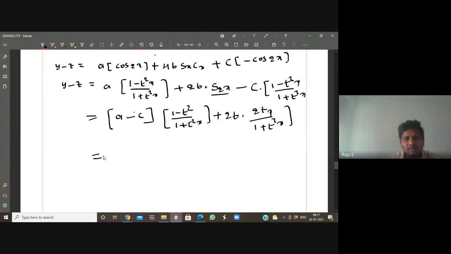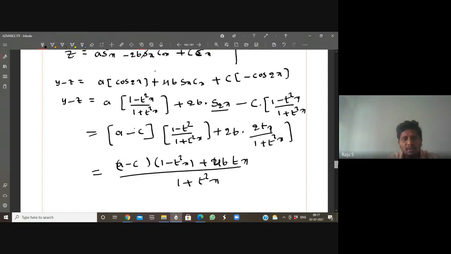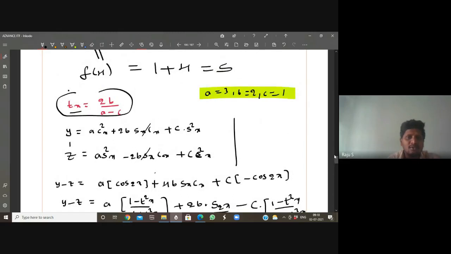Finally, you can take a minus c common, so a minus c into 1 minus tan square x plus 4b tan x, the whole divided by 1 plus tan square x, we can write. Now you have to replace tan x by 2b by a minus c and simplify, and you are going to get a minus c alone. This is the process. It is not easy to simplify quickly, so try to take some values.